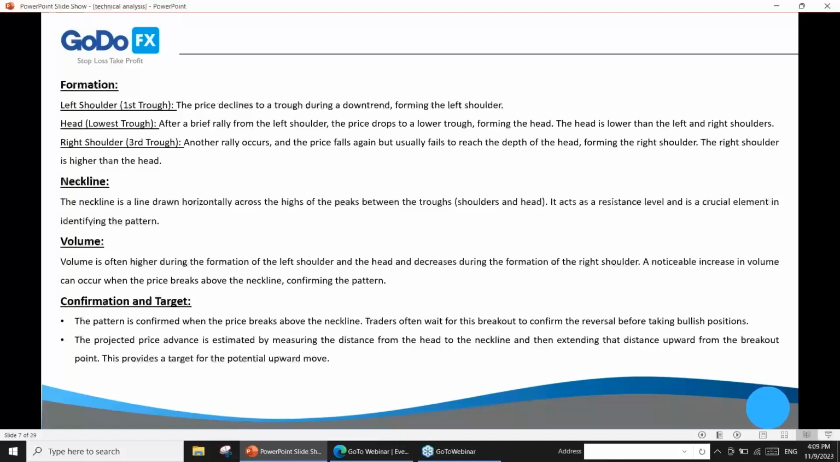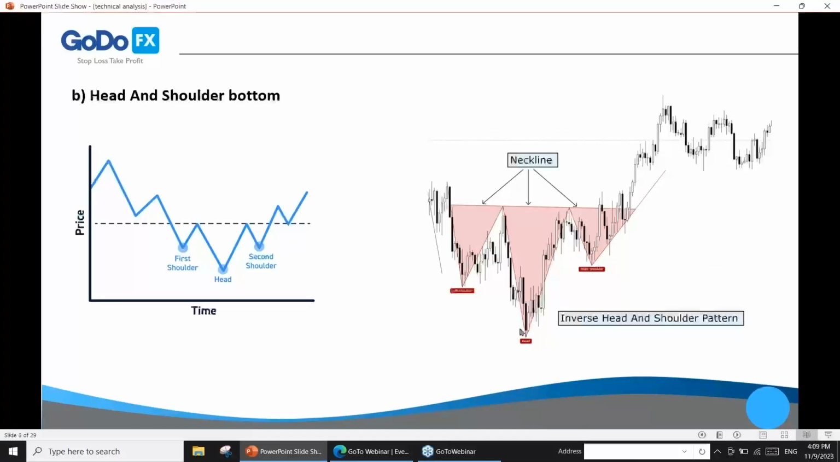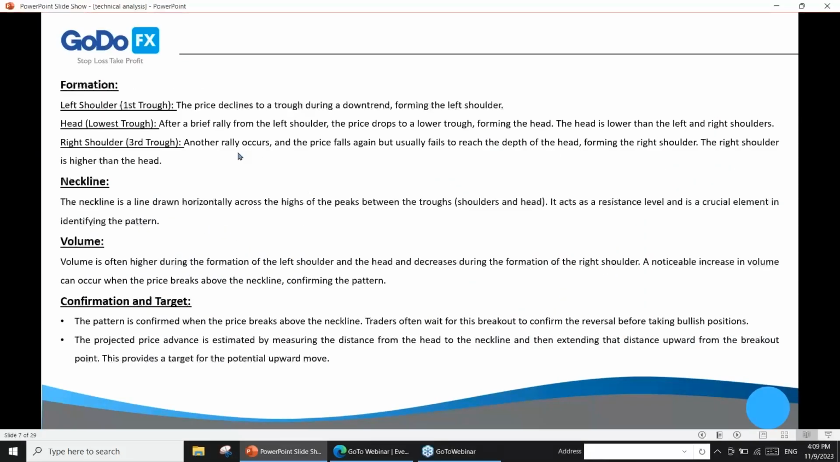The key characteristics of it: when the price declines, forming a downtrend, we're gonna have our first left shoulder, and after it we're gonna have a brief rally from the left shoulder. Then the price drops to a lower trough, forming the head, and the head is lower than the left and right shoulders. As we can see in this picture, it is lower than the left and the right shoulder. After it, we're gonna also have another rally, and the price falls again, but usually fails to reach the depth of the head, forming the right shoulder. So the right shoulder is higher than the head.